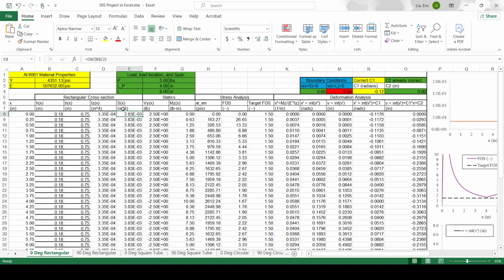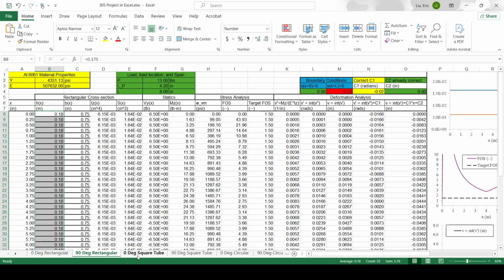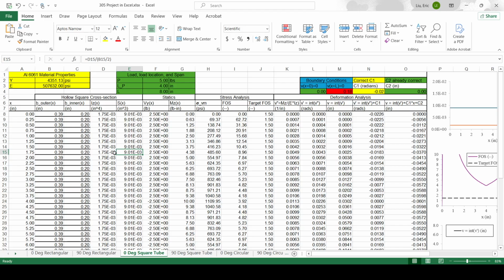And let's first explain this. For initializing variables to specify the dimensions of the cross-section, it is different depending on what cross-section we have. So for example, this is a hollow square tube.